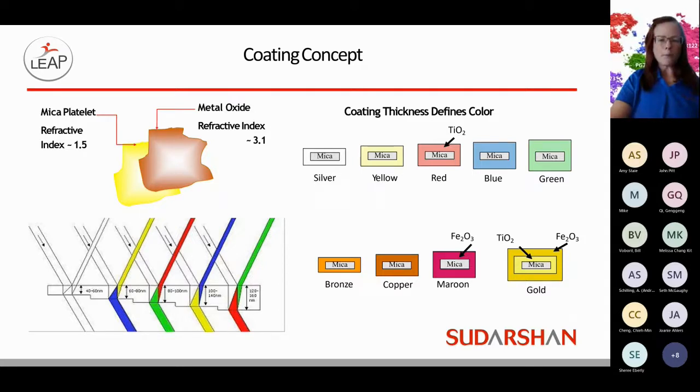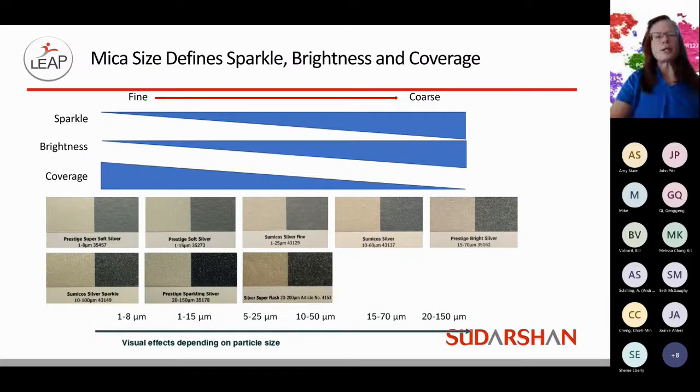So in the first section webinar that we've done, we talked about the mica size, defining the sparkle, brightness and coverage. So the finer the particle size, the less sparkle and brightness that you will get. However, you will get the best coverage or opacity from that mica. And then conversely, the larger or coarser the flake, the bigger the sparkle, the higher the brightness, but the poorer the hiding and coverage that you will get.